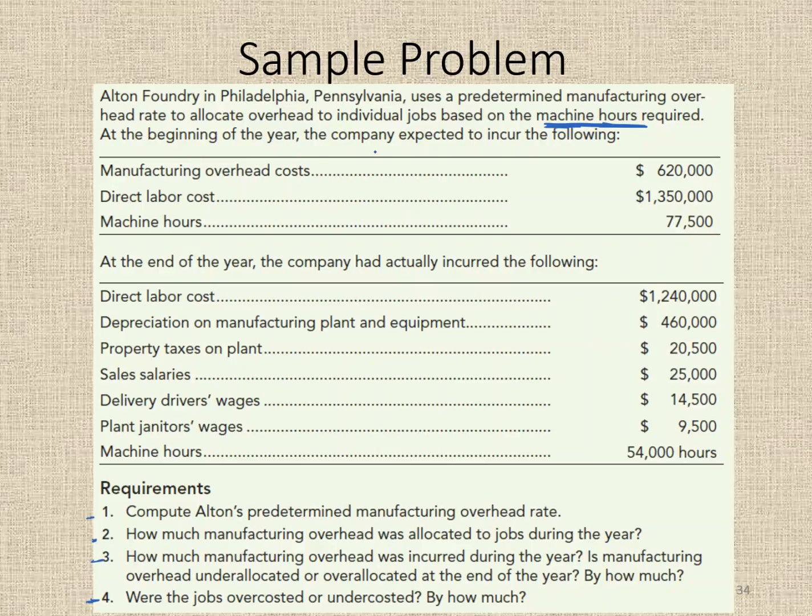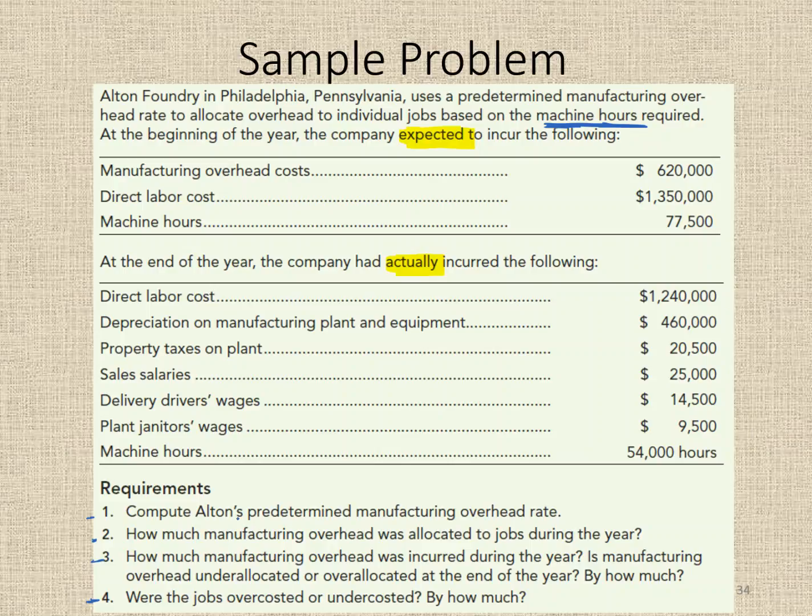So at the beginning of the year, the company expected to incur the following. They have $620,000 in manufacturing overhead costs, $1,350,000 in direct labor costs, 77,500 machine hours. Now, it's important to note too, this is the expected, what they're expecting to incur. Now we see below here at the end of the year what they actually incurred. And then we've got all those costs, and we'll discuss those here in just a minute.